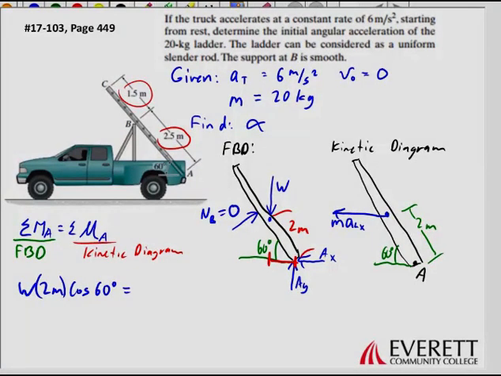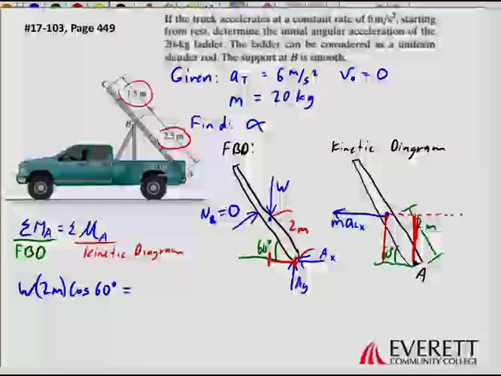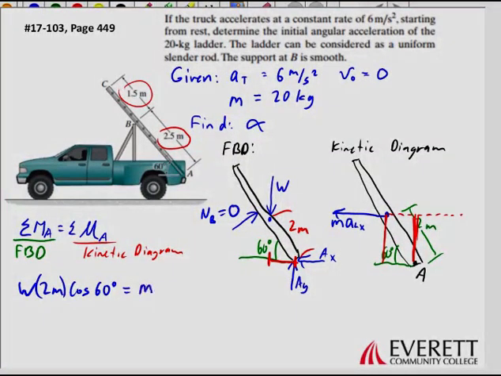So what we're going to do now is figure out the distance from the line of action of this pseudo-force to A, which would be this distance right here. Now, of course, that distance is the same as this distance, which hopefully you can see right away is just going to be 2 meters times the sine of 60 degrees. So that is equal to our mass times our acceleration of the center of mass of the ladder in the x direction. That's the pseudo-force, and the distance is 2 meters times the sine of 60 degrees.